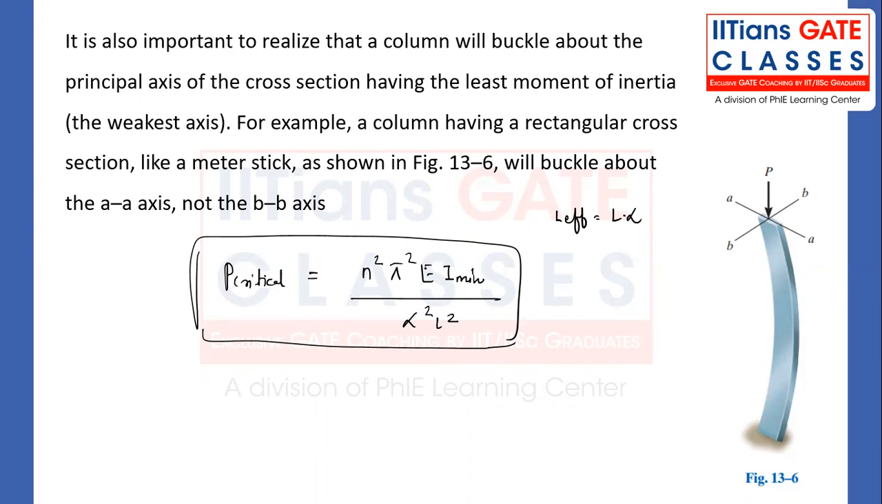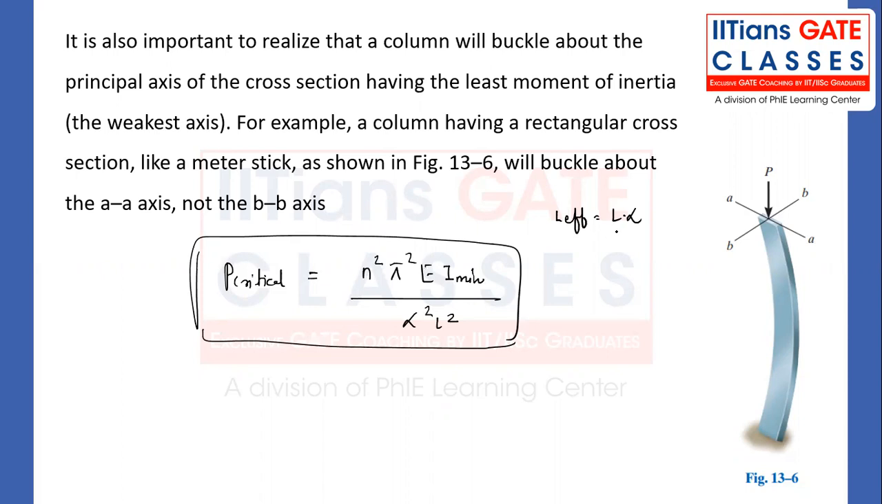That means it will offer resistance to some kind of change in shape of the body. Or maybe we can say that the name itself is suggesting that moment of inertia, any movement will be restricted, right? So if I take a large moment of inertia, the column will not buckle. The column will buckle about that axis where the least moment of inertia will be there.